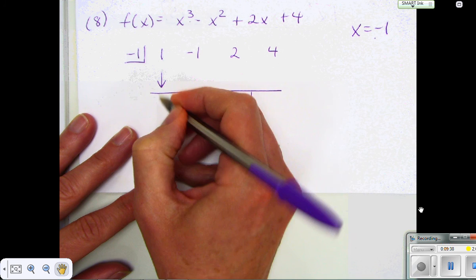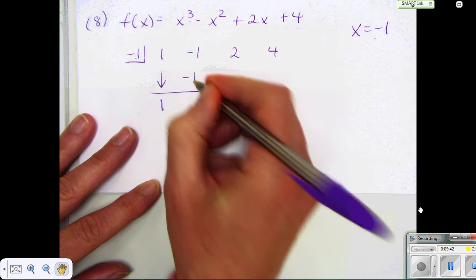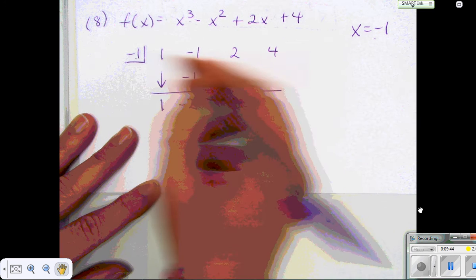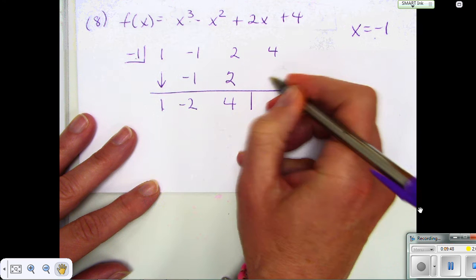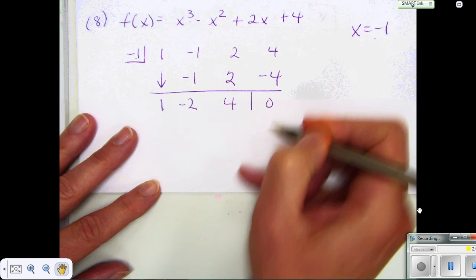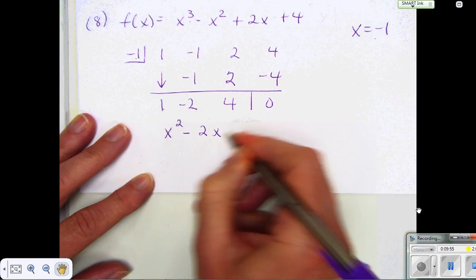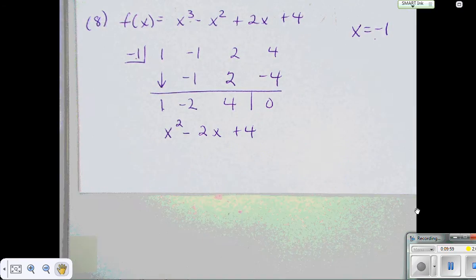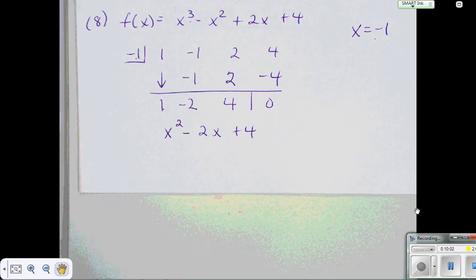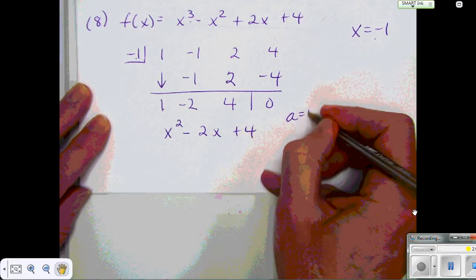So 1 times negative 1 is negative 1, that's negative 2. Negative 2 times negative 1 is 2. Add those together. 4 times negative 1 is negative 4, so that's going to be 0. So my depressed polynomial is x squared minus 2x plus 4, which now it's down to where I can factor or use the quadratic formula. In this case, I think I'm going to use the quadratic formula because, again, I think this is prime. So my A is 1, B is negative 2, and C is 4.